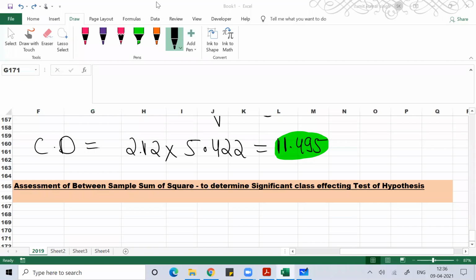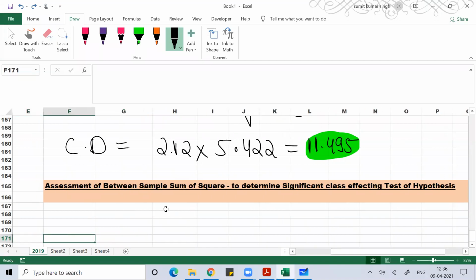Because different books use different terminology: least critical difference or critical difference. We do this only when we reject the null hypothesis. If we are accepting the null hypothesis, as in last class, where we did the problem of geologists, we have not done all this, because there we were accepting the null hypothesis. I hope I'm making myself very clear: this assessment of least critical difference is done only when we are rejecting the null hypothesis.